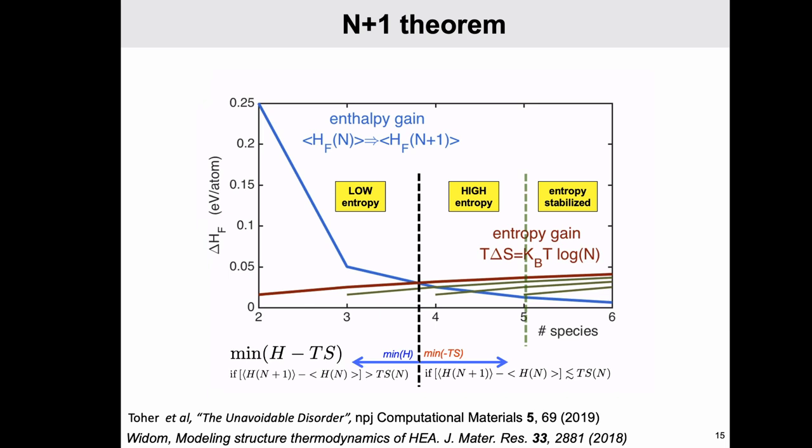I will show you in the future some examples, for instance, entropy stabilized oxides. And in the middle, there are high entropy systems, where there is a combination of entropy and enthalpy. So this is the region.